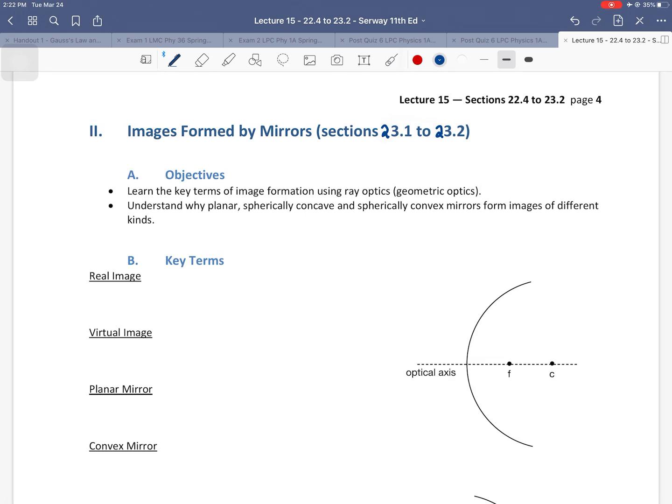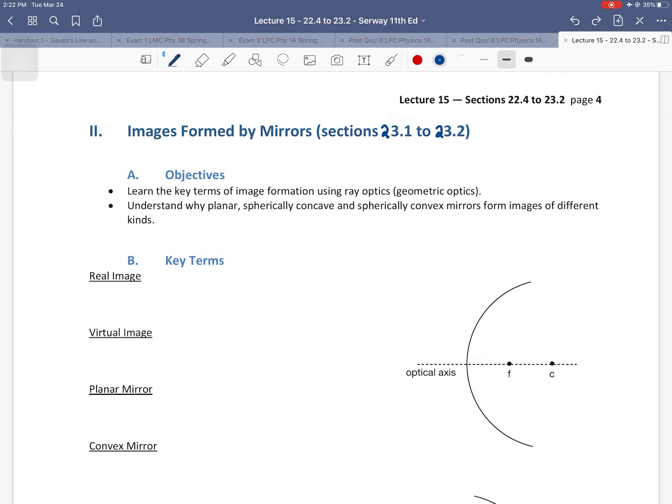We're going to be talking quite a bit about images formed by optical devices, mirrors, and lenses. That's going to be a big focus of Chapter 23. In doing so, we want to lay the groundwork of learning the key terms of image formation, because there's a bit of upfront knowledge that will apply to everything we do talking about images, including images for optical devices that include more than one lens, namely simple telescopes and simple microscopes. And then we want to understand why planar, spherically concave, and spherically convex mirrors form images of different kinds.